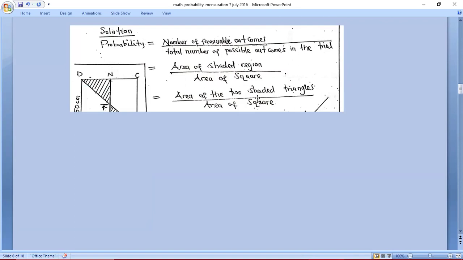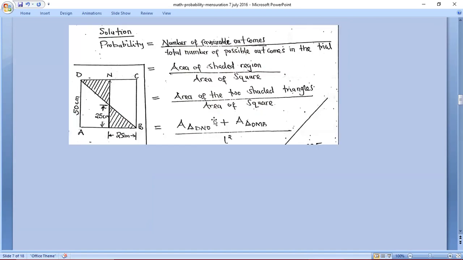And the area of the two shaded triangles will give us the total area of the shaded region. So the area of triangle DNO, that symbol there simply means triangle, DNO, this top triangle, plus the area of the triangle OMB, this bottom triangle there, will give us the total shaded area.